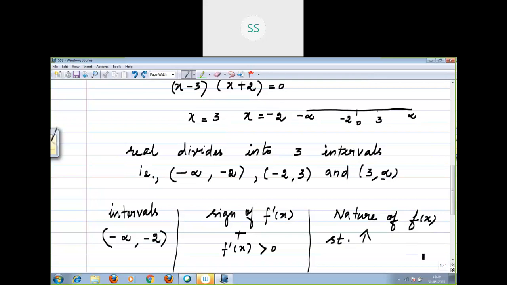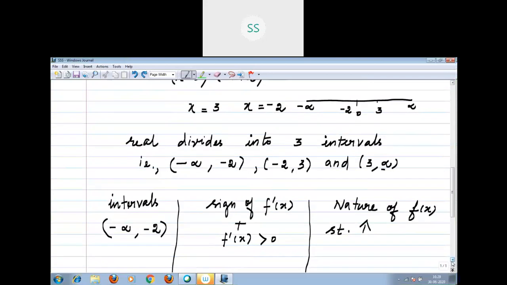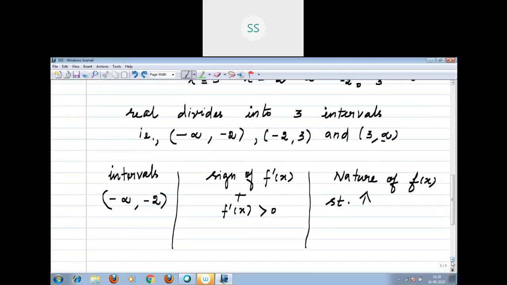Now we'll pass on to the next interval. What interval did I suggest? Minus 2 comma 3. Here you can assign any value. The simple thing is x equal to 0. If you substitute x equal to 0 in 6x square minus 6x minus 36, the 6x square vanishes, and 6x also vanishes. You arrive at a negative value, that means f dash of x is less than 0.